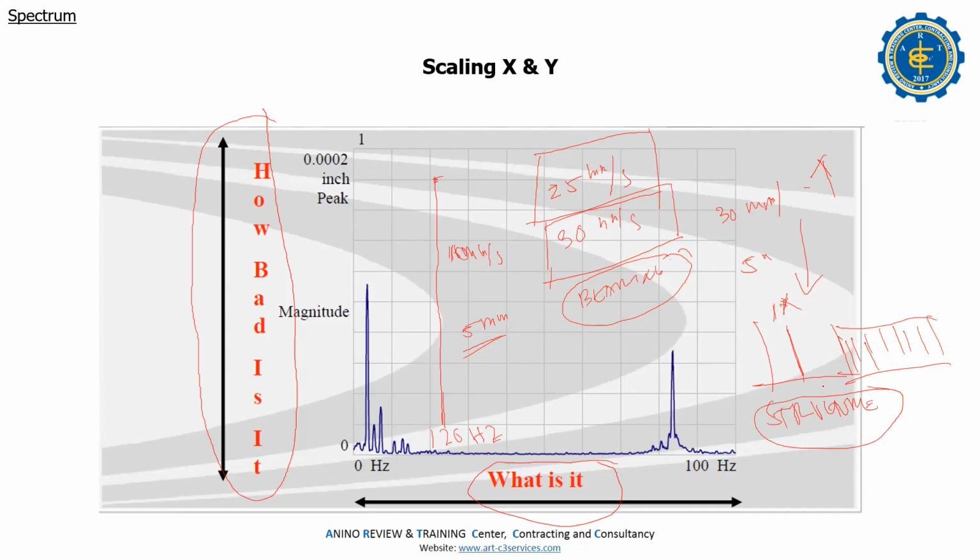After this training, you must see the spectrum. If only 1x, then no problem. It will go down. But if there is a bearing issue, then you have to monitor if it's increasing.